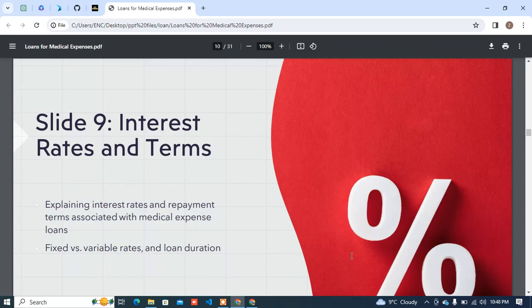Slide 9 is interest rates and terms. What are the interest rates and what are the terms? Point 1 is explaining interest rates and repayment terms associated with medical expense loans. Point 2 is fixed versus variable rate and loan duration. If you are applying for a medical loan, you should know about fixed and variable rates. You can ask the company or the bank you are getting the loan from what fixed and variable rates are and what the loan duration is.